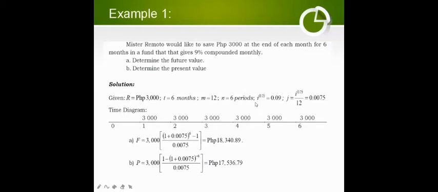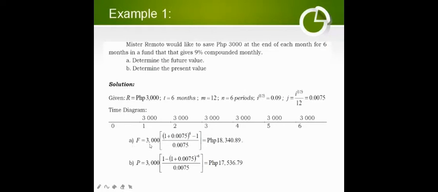And then the interest, i raised to 12, is 0.09. Our i now is equivalent to i raised to 12 over 12. That is 0.0075. Okay, that is 0.0075 or that is 0.75%. In the time diagram, in the first period, mayroon tayong 3,000, second, third, fourth, fifth, and sixth.